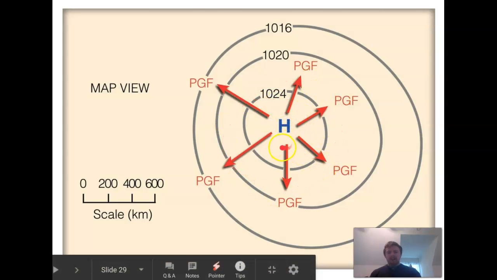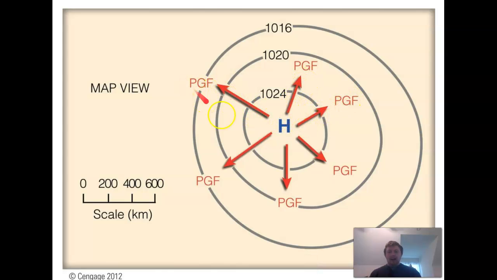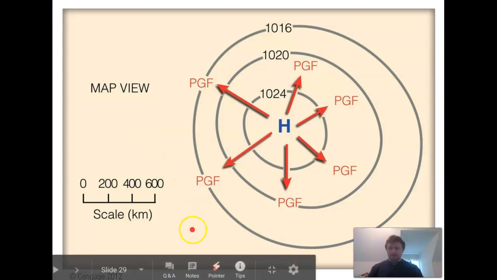The pressure gradient force is always going to be perpendicular to these lines. Where the lines are further apart, the gradient is weaker. Where the lines are closer together, the gradient is stronger, and that corresponds to a stronger gradient force.